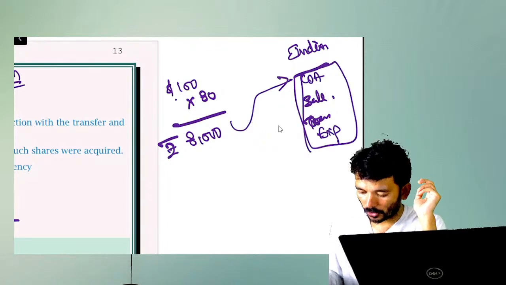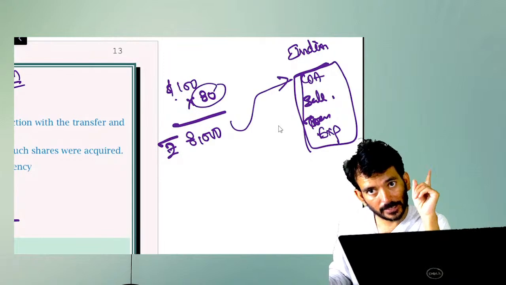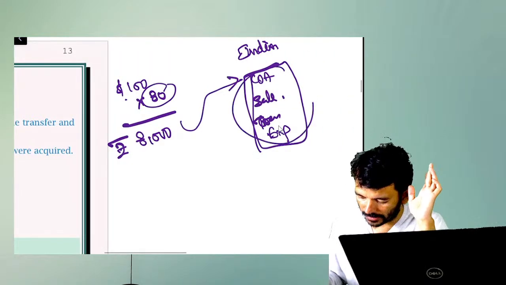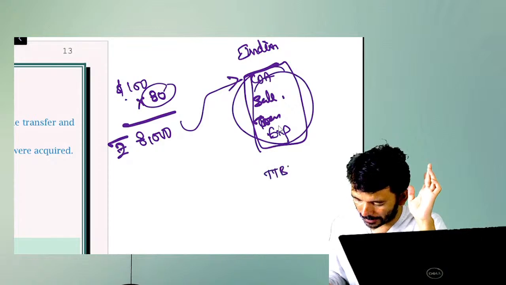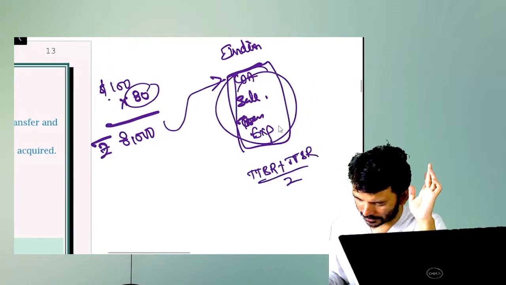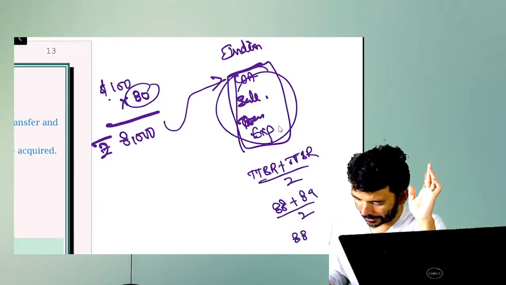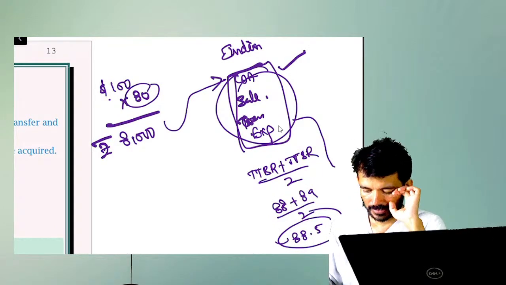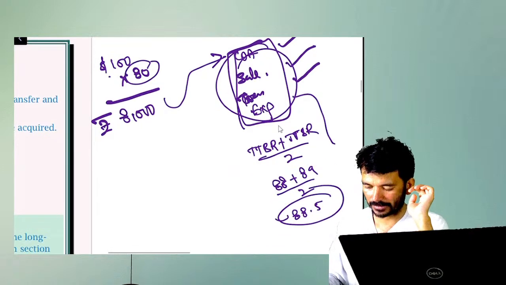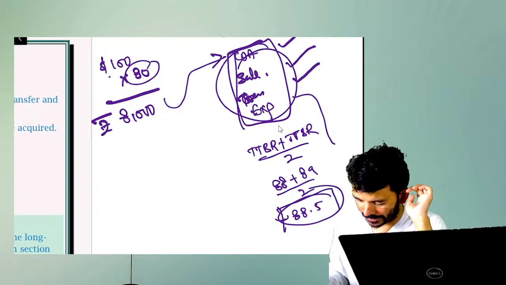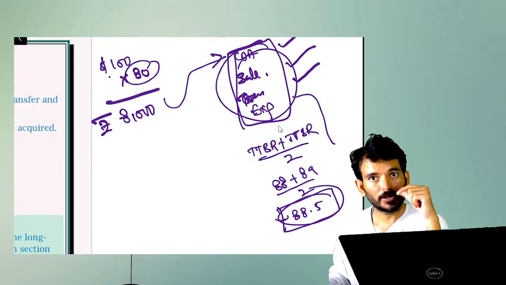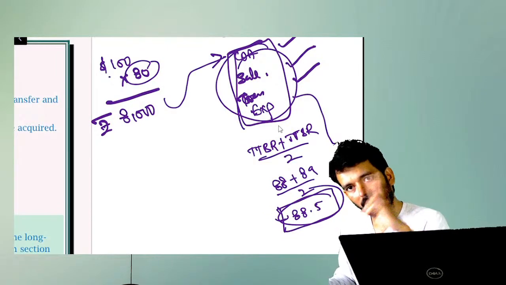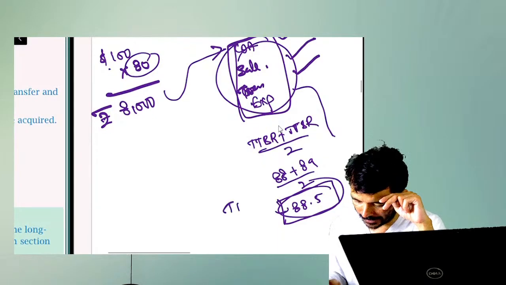For all these amounts, don't use the rate that he used. He might have used some rate, but don't use that. For all three, you use TTBR plus TTSR divided by 2. Assumption: 88 plus 89 divided by 2, so 88.5. So this amount you convert back, cost of acquisition separately, sale consideration separately, transfer expenses separately. You convert them by using the 88.50. You will get the amount in dollars, and then the dollars you convert back to Indian rupees by using TTBR.